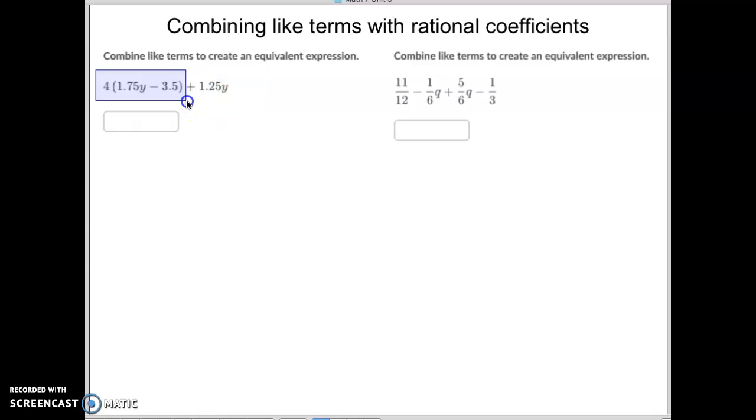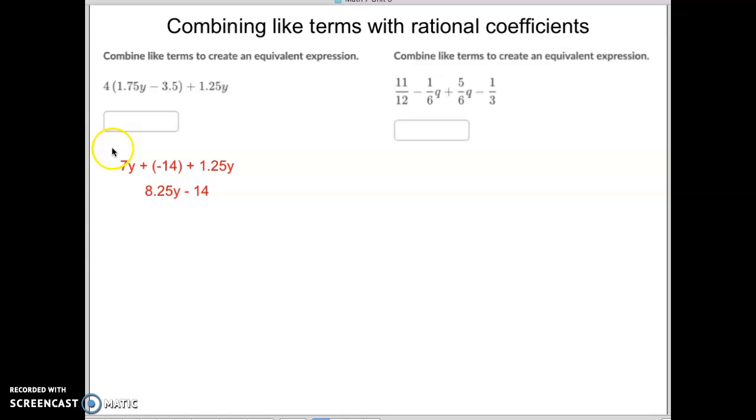And we've got a 4 in front of parentheses, so we have to distribute that 4 to both of these. So we've got to take 4 times 1.75y, which would equal 7y. We need to take 4 times negative 3.5, which equals negative 14. So you'll see I did plus a negative 14. And then I still, on the outside of parentheses, have this plus 1.25y, which is right here.